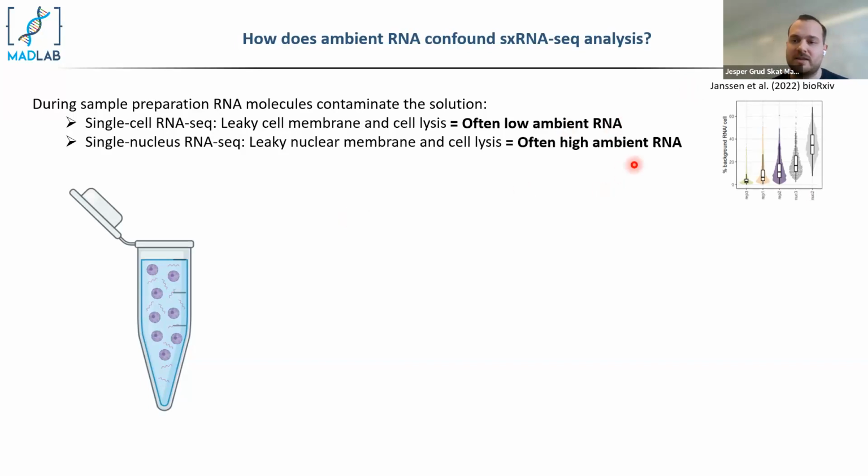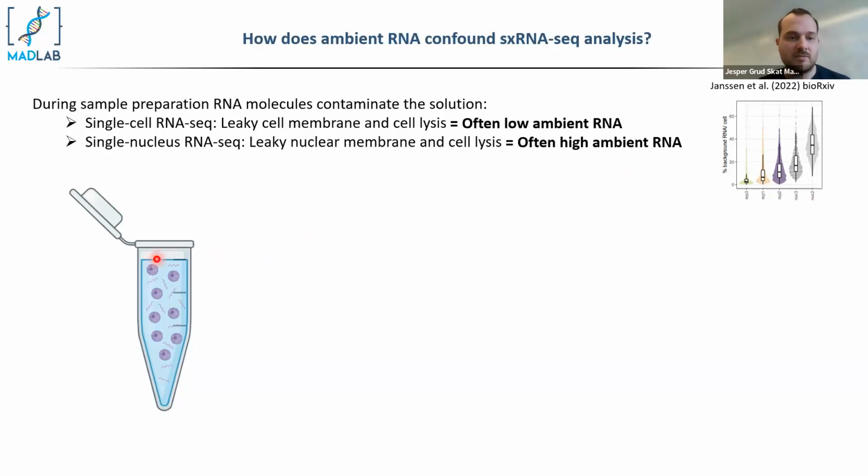For example, here by Jansen et al., who did single nucleus RNA sequencing, the last two graphs here, and single cell RNA sequencing in a setup where they can detect background RNA. And they find that single nucleus, in both cases, although variable, is associated with much higher levels of ambient RNA.